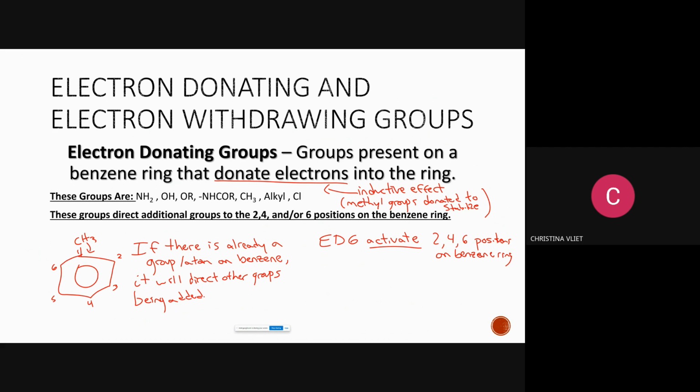What do I mean by that? I'm going to switch colors here. Any groups being substituted into this ring would only be able to be substituted into positions 2, 4, and 6 if there's an electron donating group there. You may want to do colors for that or highlight.